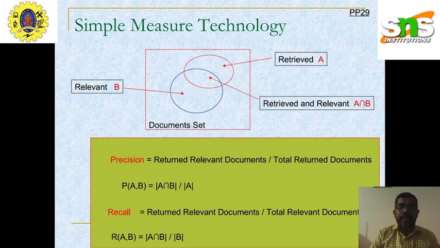Simply we say this for understandability. So P of A comma B equals A intersection B divided by mod of A. When we apply recall, it is the returned relevant documents divided by total relevant documents. So the formula is R of A comma B equals A intersection B divided by mod of B. This way we apply the similarity measurement between retrieved and relevant.